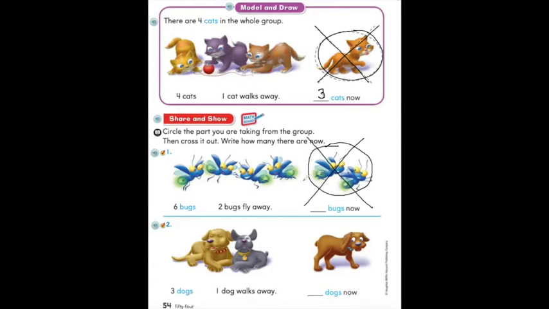Now we see that we have 4 bugs now. 1, 2, 3, 4. 4 bugs now. Let's look at number 2. Number 2 says there are 3 dogs. 1 dog walks away. Now we have to figure out how many dogs there are now. 1 dog walks away, so we'll circle and cross out that 1 dog. And let's see how many we have left. Now there are 2 dogs, so let's write 2 dogs now.